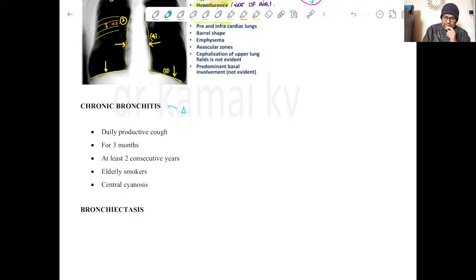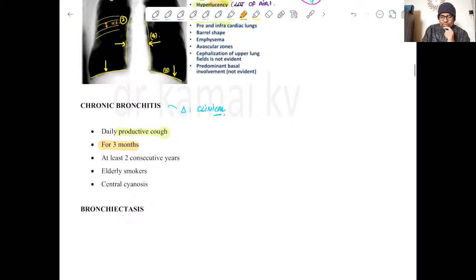Now here the diagnosis is clinical. And how clinical? We look for the symptoms. The first thing is productive cough. It means the patient will have cough with production of sputum. Now this presentation is not sufficient. It is the time duration which is more important. So for this productive cough, the patient should give you a history of at least 3 months. Like suppose if it is December, he will say that I am having this productive cough since August or September.